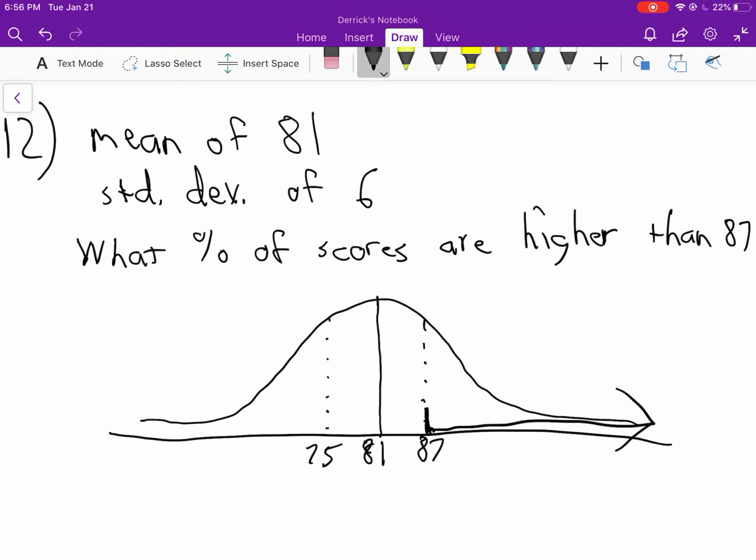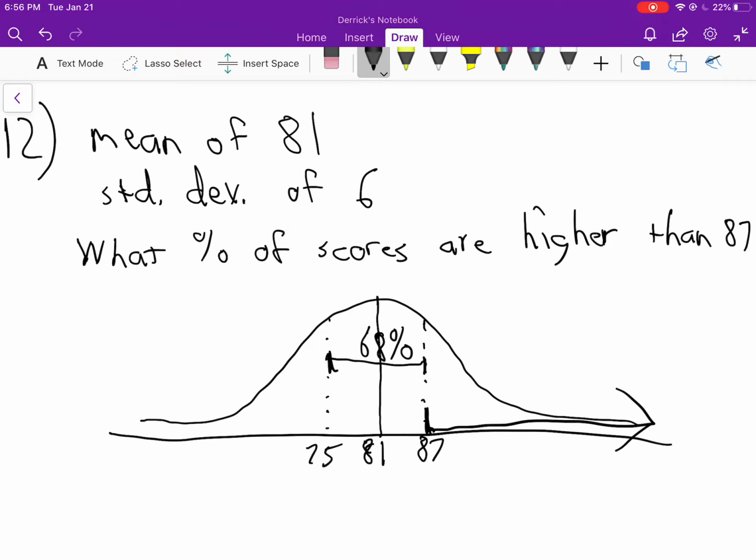Well, we know from the empirical rule that 68% of our data is within one standard deviation of the mean. So from here to here is 68%. None of that is the stuff greater than 87, so I can already tell you that 68% of our data is not going to be involved in this question.